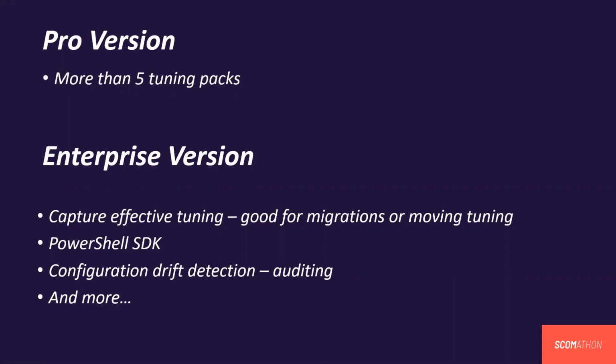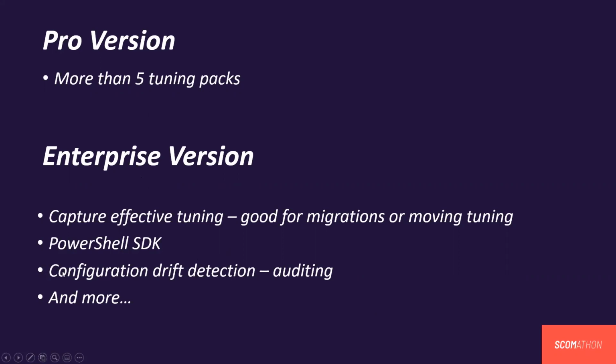So if you're doing a SCOM migration to a different management group, you can move tuning, but you might also set up a new tuning regime using Easy Tune. But you still want to know what happened before, and that is where you can use the capture effective tuning. There's a PowerShell SDK, so you can actually automate some of these implementations of custom tuning packs.